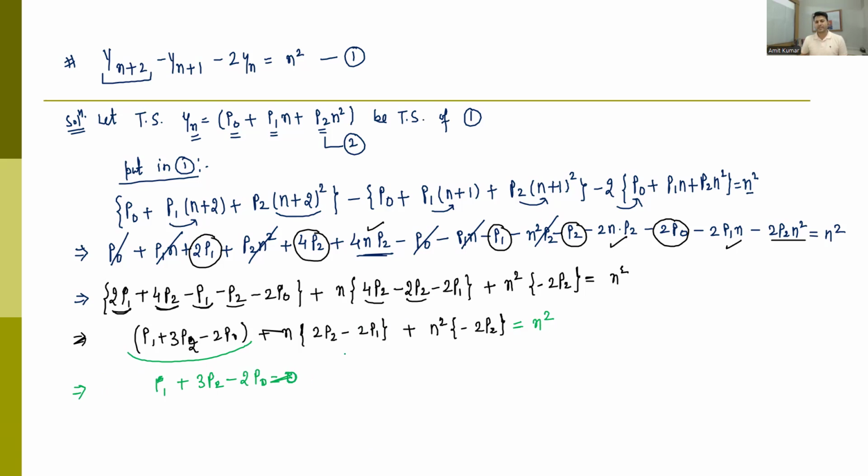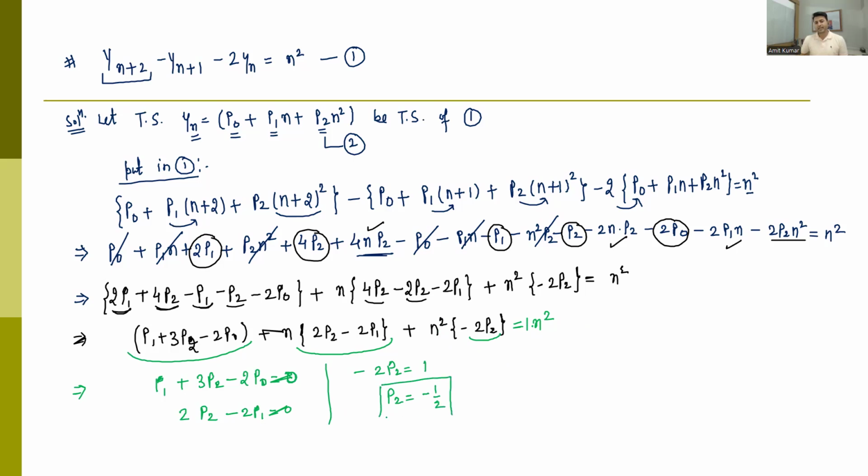Equal to 0. Equation number 1. This is the coefficient of n. There is no coefficient of n on the right side. So the second equation will be twice of P2 minus twice of P1 equal to 0. The last equation is given: minus 2P2 is the coefficient of n square. On the right-hand side, the coefficient of n square is 1. So minus twice of P2 is equal to 1. This equation gives you the value of P2, which is minus 1 upon 2.